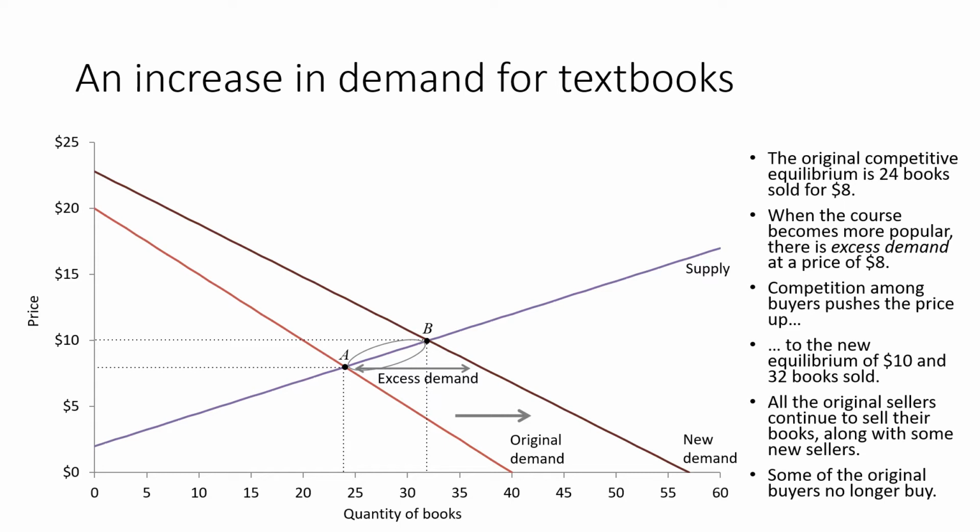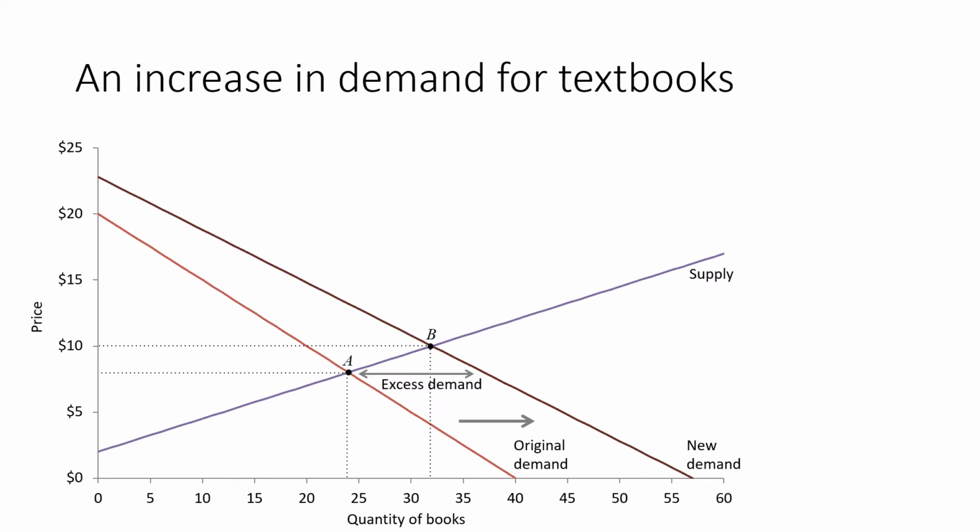And similarly, right, some of the original buyers are no longer going to purchase at the higher price. So these folks here along the original demand curve were willing to pay more than $8 for a book, but no more than $10 per book. When the course becomes more popular and demand shifts out, these people, right, are no longer going to purchase a book. The people who are purchasing the book are now the people who are interested in taking the course, right? The people who are now attracted to the course.